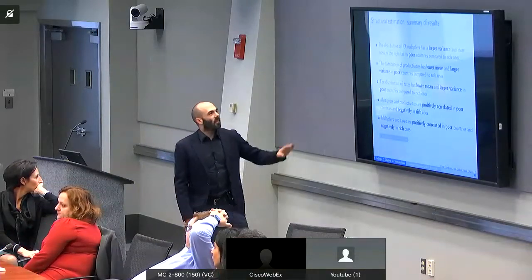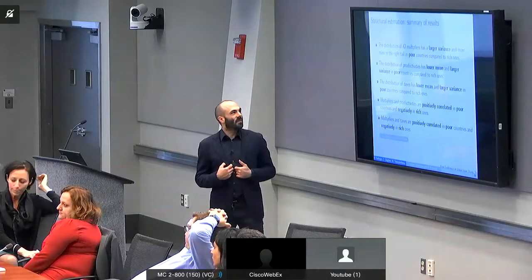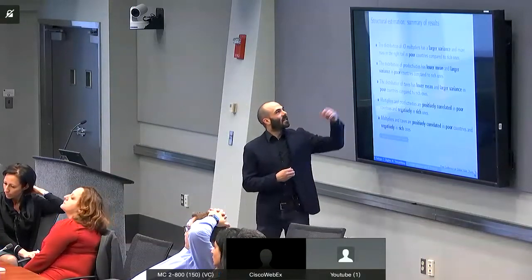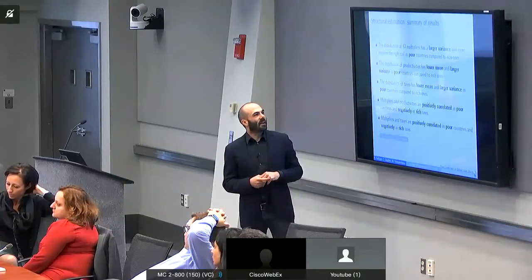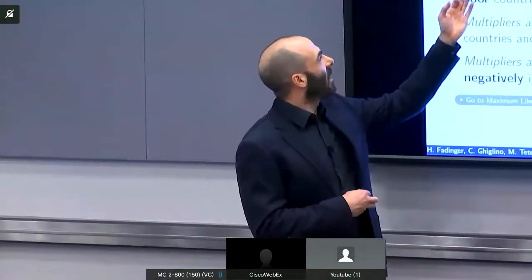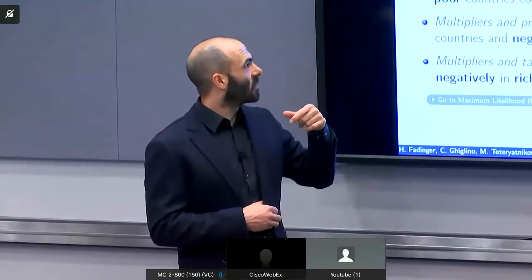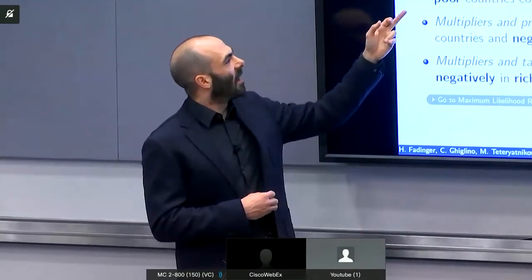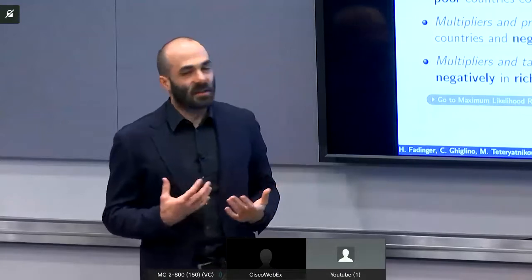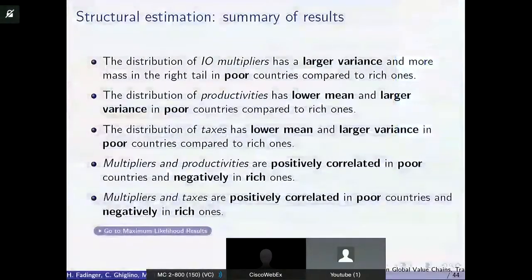When we do this structural estimation with maximum likelihood, what we find is that the distribution of input-output multipliers has more variance and more mass in the right tail in the poor countries. I will show you in a picture in a moment. And not surprisingly, the distribution of productivities has a much lower average and more dispersion in poor countries, while the distribution of taxes also has a lower mean and more variance, so there's more dispersion in tax rates.